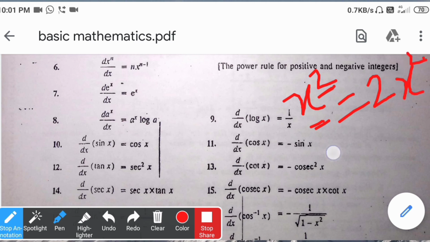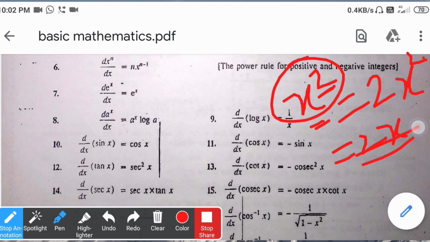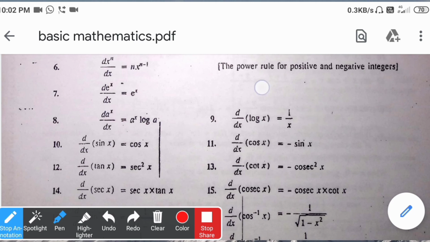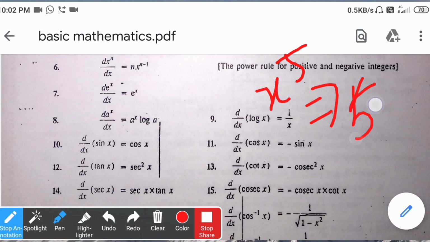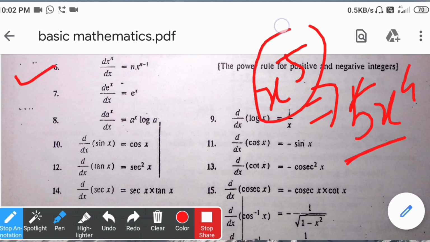So finally we will get the 2 into x raised to 1, that is, you need not write the 1, so we can simply say 2x. So derivative of this x square will be 2x. So if you want to find out derivative of 5x raised to 5, we can simply write 5x raised to 4.